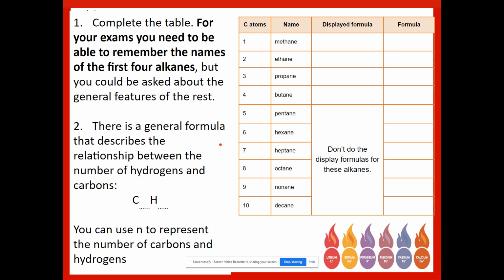And what I'd like you to do is pause the video now, have a go at doing the table, complete the first 4 displayed formulas, and then do the formulas for the first 10, and then see if you can have a go at doing the general formula for alkanes.